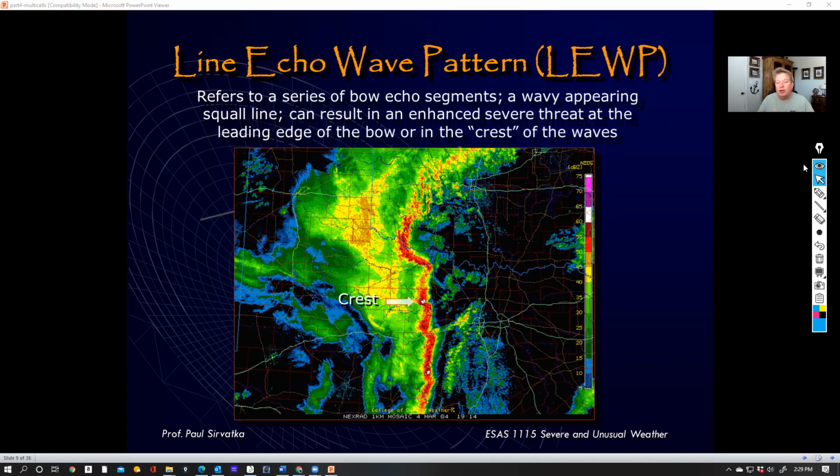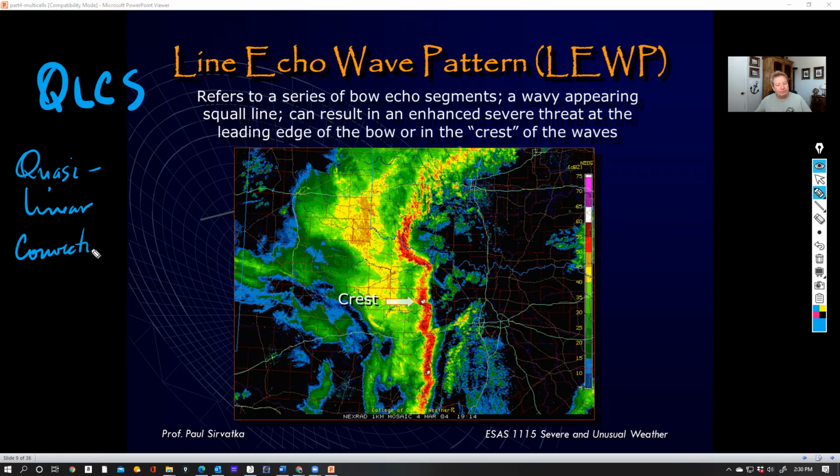Now, just so you know, there's another name for this. It's called a QLCS. And a QLCS is a quasi-linear, meaning it's sort of a line, this is a line, but it's wavy, convective system.